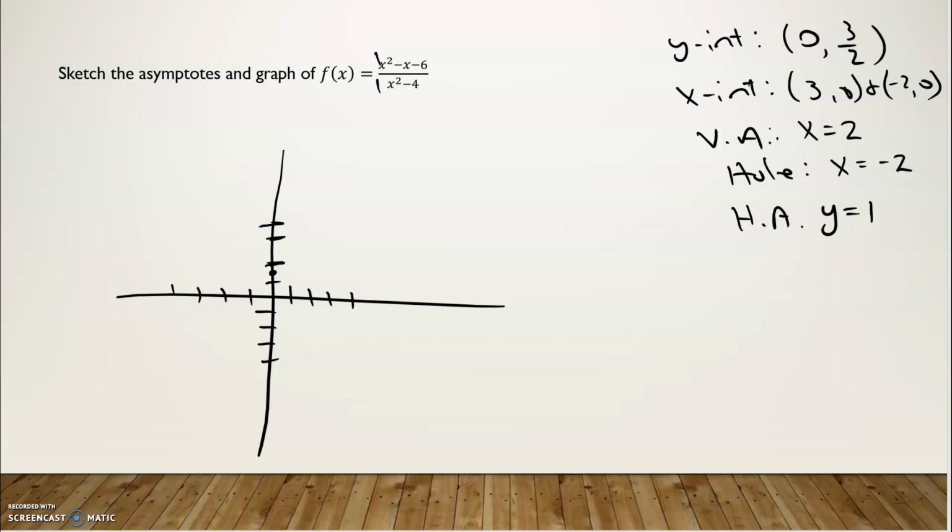About right here. And then we have x-intercepts at (3, 0), so right here, and (-2, 0). We also have a vertical asymptote at x equals 2, so about right here. And we have a horizontal asymptote at y equals 1.